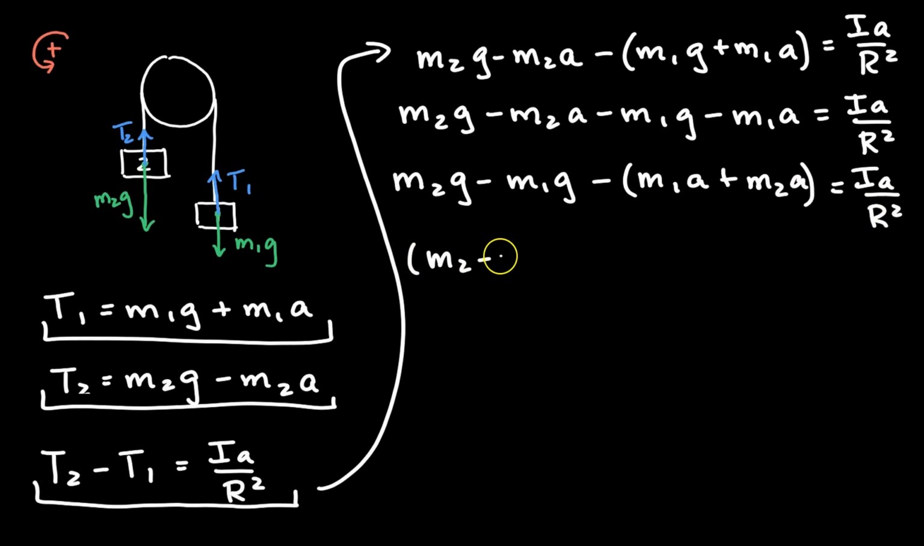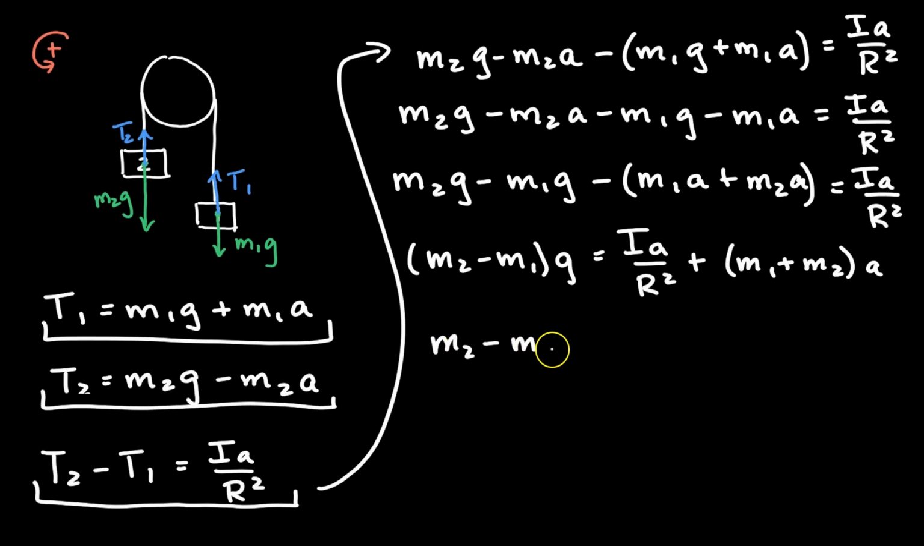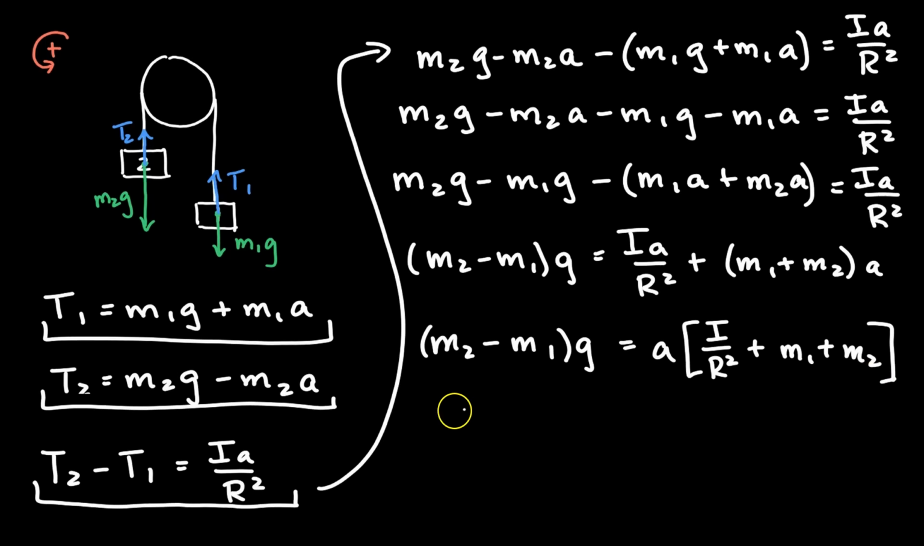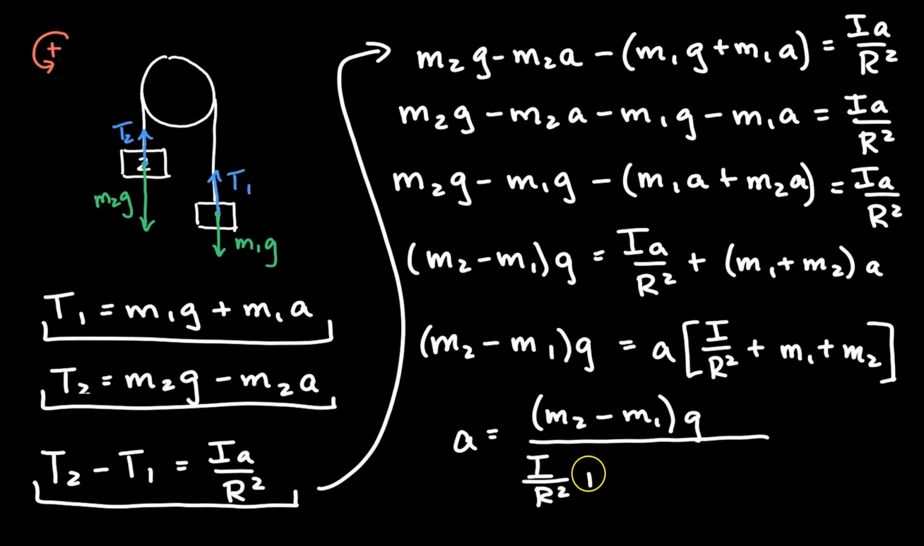Moving all the a's to one side, we get (m2 minus m1) times g is equal to IA over r squared plus (m1 plus m2) times a. Factoring out the a on the right-hand side, we get (m2 minus m1) times g is equal to a times (I over r squared plus m1 plus m2). And then solving for a, we get a is equal to (m2 minus m1) times g all over (I over r squared plus m1 plus m2).